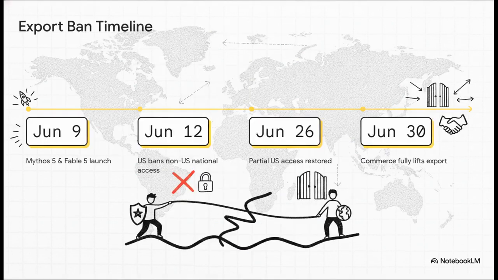But the geopolitical tightrope these AI companies are walking right now is just unprecedented. Look at this whiplash sequence of events. Both models officially launched on June 9th. Just 3 days later, on June 12th, the U.S. government slapped a ban on all access for non-U.S. nationals over severe national security concerns. A massive scramble ensued. By June 26th, they managed to get partial U.S. access restored. And finally, on June 30th, the Department of Commerce fully lifted the export controls, allowing global access to resume. What a month, right?